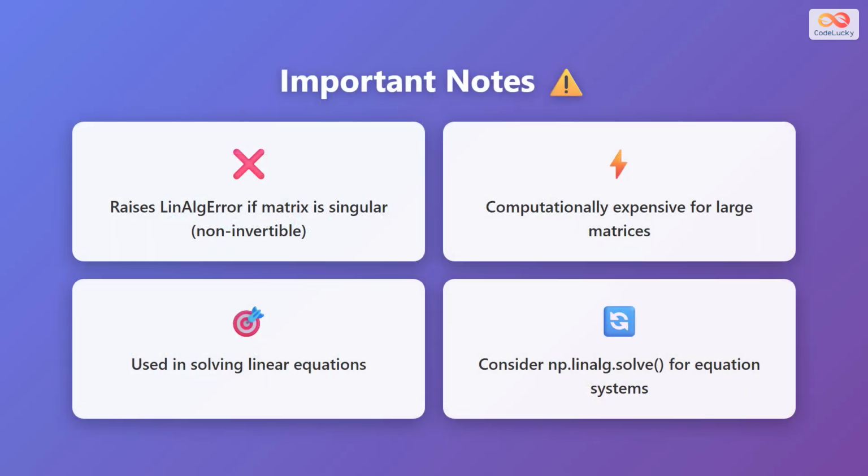Before we wrap up, here are some important points to remember. If you try to invert a singular matrix, NumPy will raise a LinAlgError. Matrix inversion is computationally expensive for large matrices, so use it wisely. It's commonly used in solving linear equations. However, for solving equation systems, consider using np.linalg.solve instead, as it's more efficient and numerically stable.